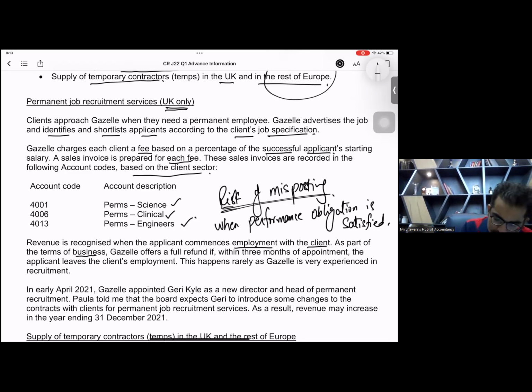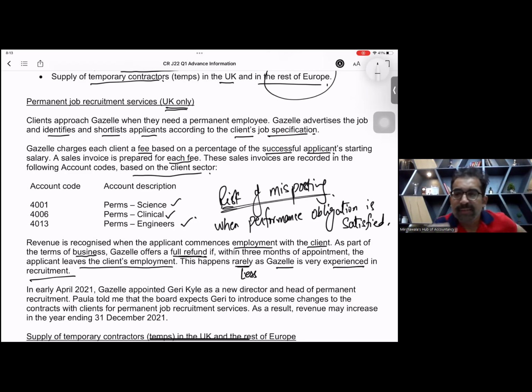As part of the terms of the business, Gazelle offers a full refund if within 3 months of appointment the applicant leaves the client's employment. This happens rarely, that means very little, as Gazelle is very experienced in recruitment. Now, this is a very important paragraph. Have you ever heard about variable revenue? Yes, you have studied the standards also. So you know variable revenue. This is an example of variable revenue. I hope you remember the lecture.